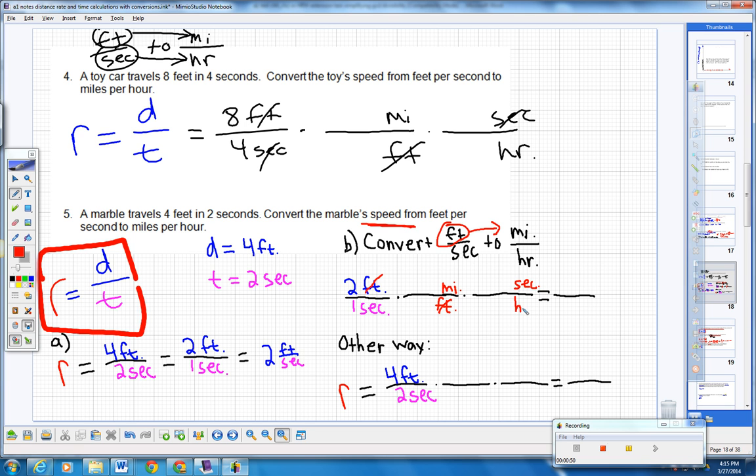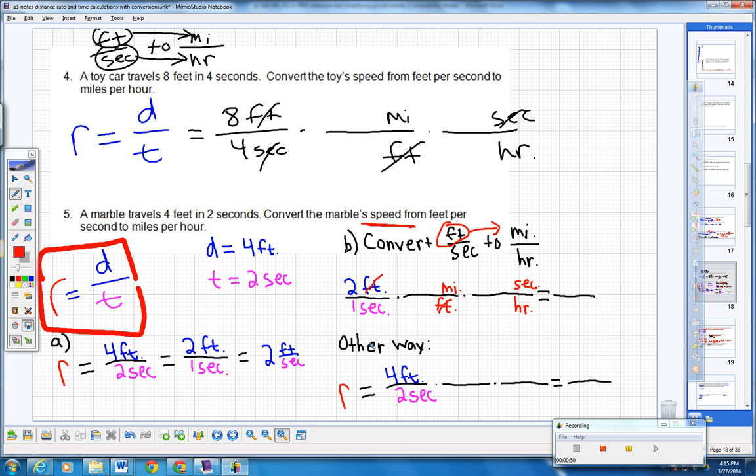And this one gets a little tricky. Some people don't like to remember this. They always mess this one up. How many seconds are in an hour? Well, if there are 60 seconds in a minute and 60 minutes in an hour, 60 times 60 is 3,600 seconds in an hour. Multiply the numerators, multiply the denominators, divide those two values after you multiply.